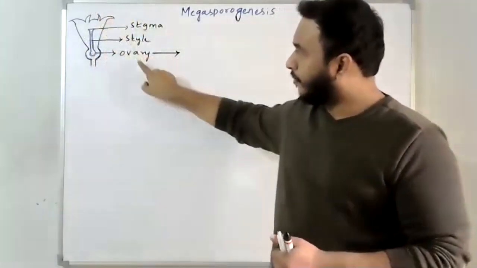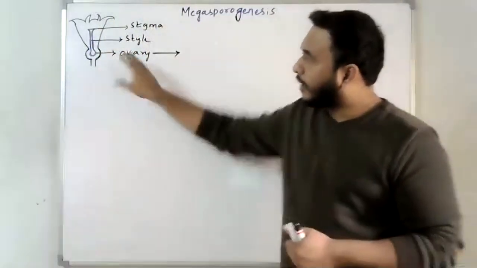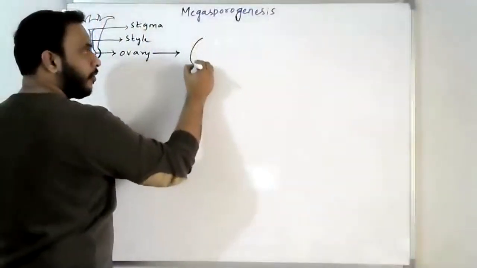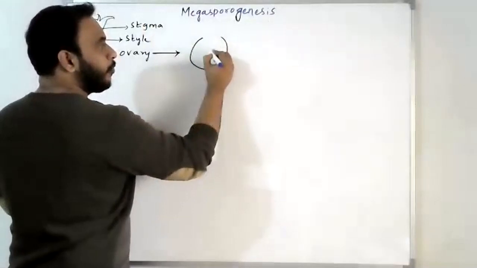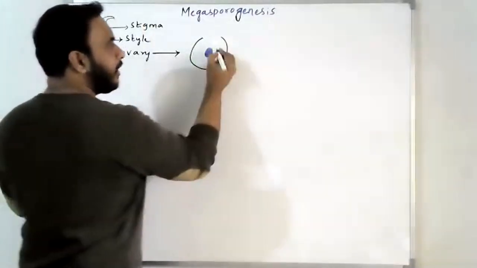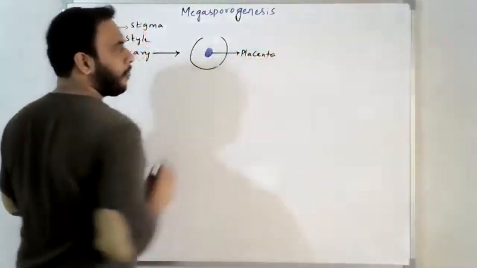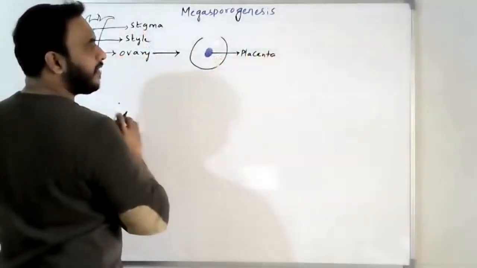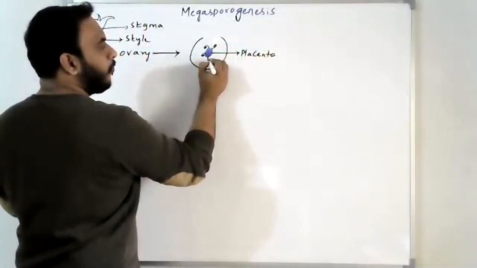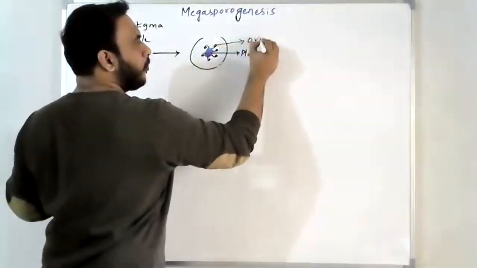The gynoecium consists of three components: ovary, style, and stigma. Coming to this ovary, it consists of a centrally located cushion-like tissue that is called placenta. And attached to this placenta, numerous ovules are present. So these are ovules.